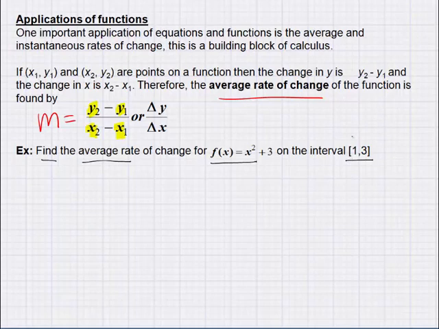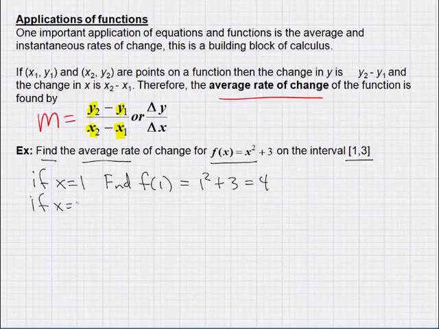Well, this interval, these are x values. So basically what we're saying is if x equals 1, we need to know the y value. So we need to find f of 1, which would be 1 squared plus 3, or 4. And if x equals 3, we need to find f of 3, which would be 3 squared plus 3, or 12.